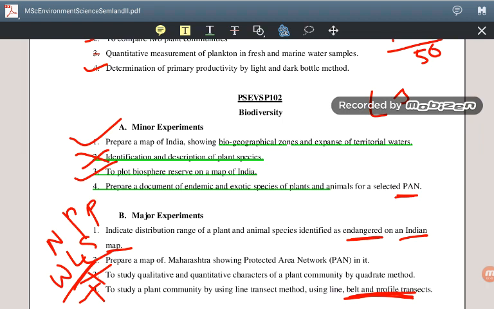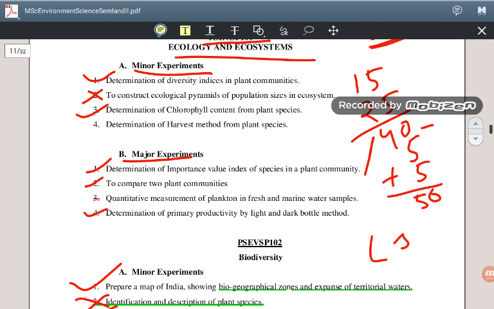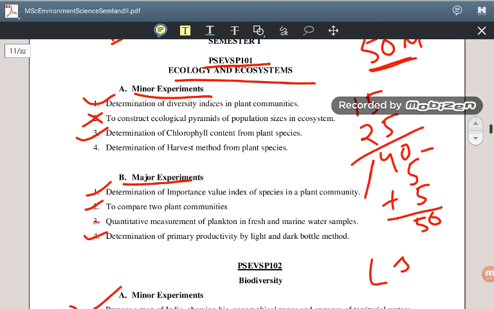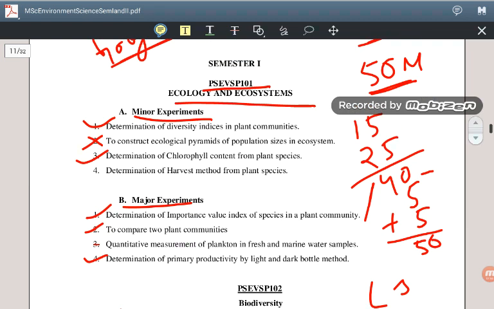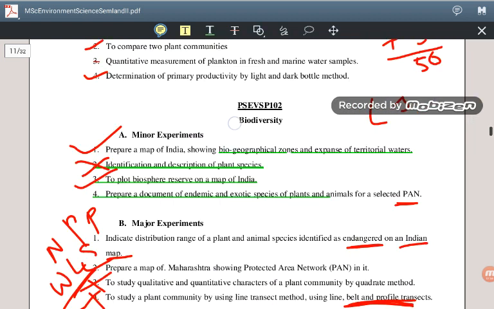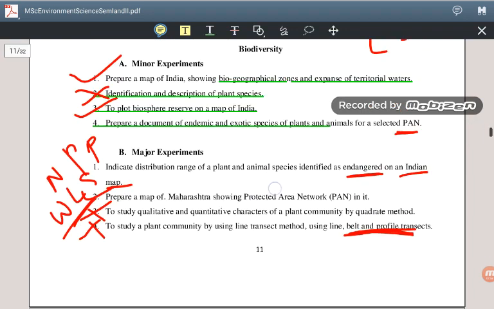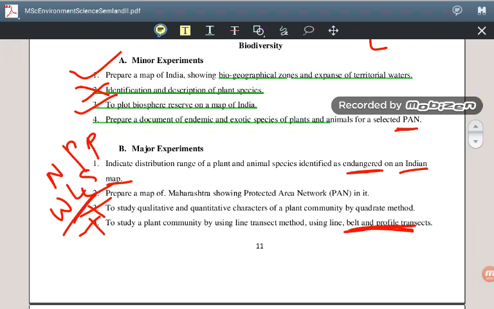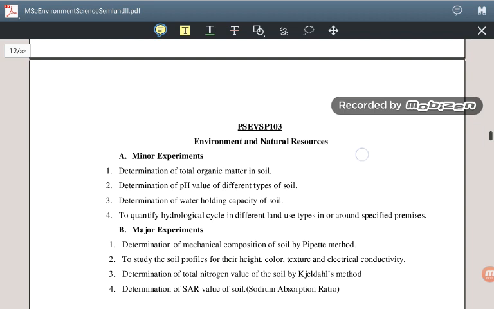So altogether we are going to discuss this portion, that is paper 1 minor experiment, major experiment, and paper 2, that is minor experiment as well as the major experiment. Paper 3, that is determination of total organic matter in the soil.